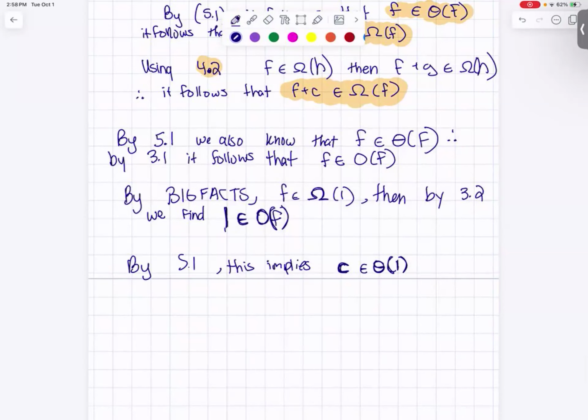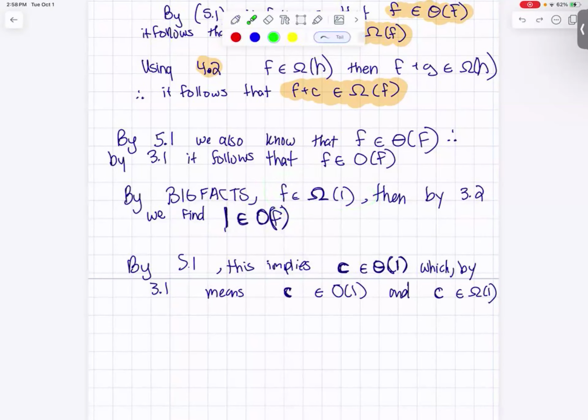So 5.1 does imply that C is an element of theta of 1, which when we break that up, by 3.1 means that C is an element of big O of 1, and C is an element in big omega of 1. Now, where did we see big omega of 1? We saw it right up here. Let's not forget that. There was a reason why we wanted to get that, because now we can combine these facts here.